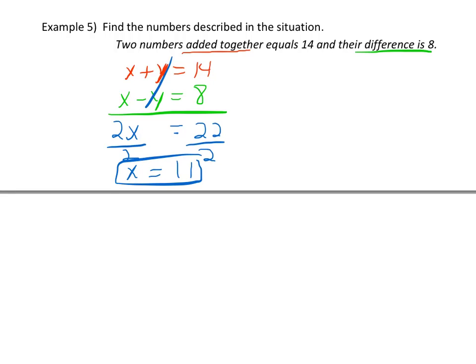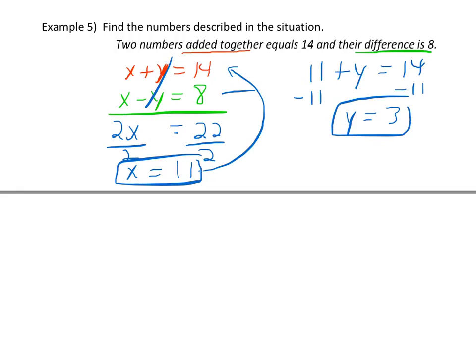Now we're looking for two numbers. One of them is 11. So I can go to either equation and plug it in. Again, I'm going to choose the top one. My x is 11. I subtract 11, and we get 3. So my two numbers are 11 and 3. If you add them together, you get 14, and if you subtract them, you have 8.